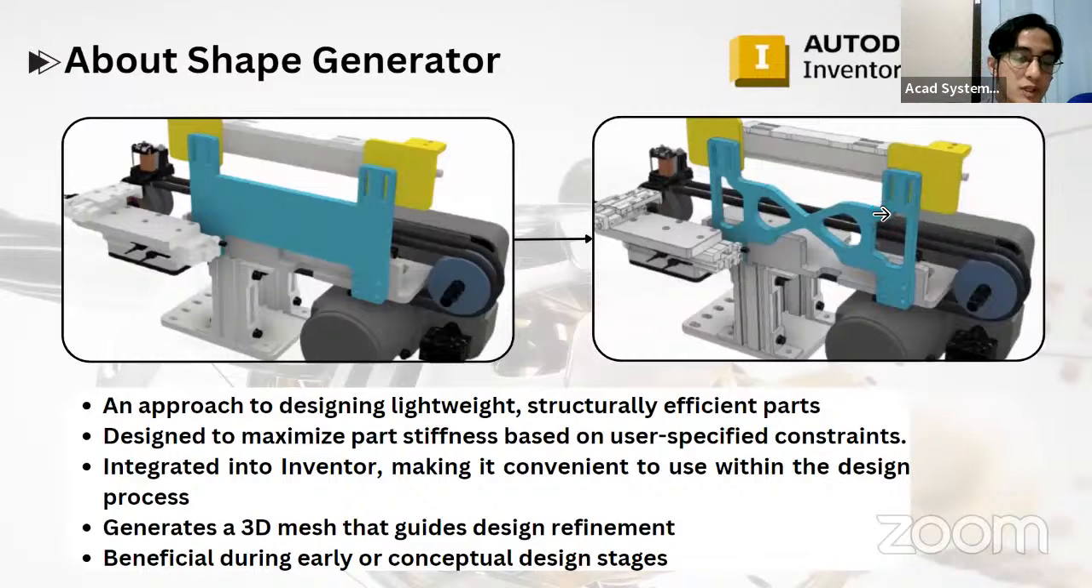A little bit about Shape Generator. It is an approach to design a lightweight, structurally efficient part. It's designed to maximize part stiffness based on our own specified constraints. It is integrated into Inventor itself, making it very convenient for us to use within the design process. So it basically generates a 3D mesh that guides the design refinement and is also very beneficial during early or conceptual design stages.